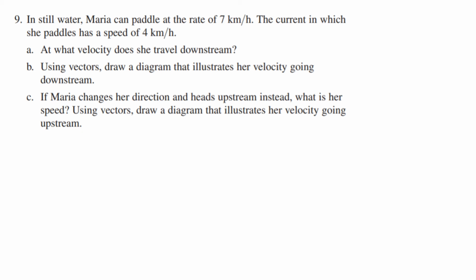Now, in still water, Maria can paddle at the rate of 7 kilometers per hour. The current in which she paddles has a speed of 4 kilometers per hour. At what velocity does she travel downstream? Now, here, remember that it says in still water, Maria can paddle 7 kilometers. That means when the water is still, she can actually paddle at a rate of 7 kilometers per hour. However, when there's a current, that makes a difference. So that's why they're asking for what velocity she can travel.